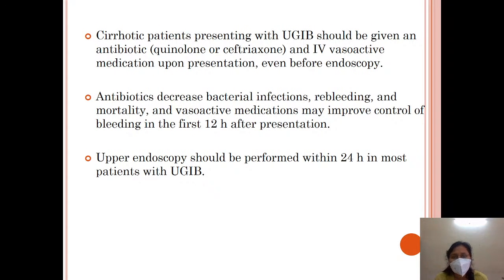Cirrhotic patients presenting with upper GI bleed should be given an antibiotic.